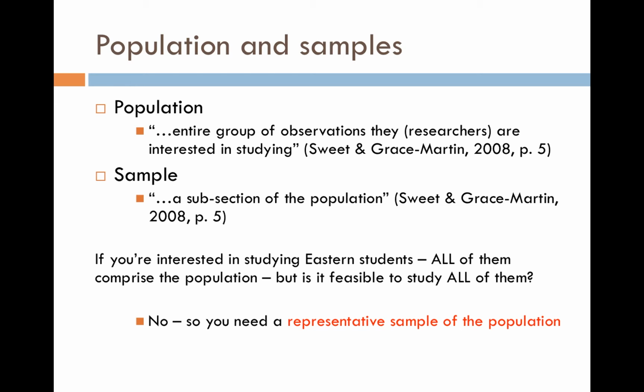So in the example below, if you're interested in studying Eastern students, all of them comprise the population, but is it feasible to study all of them? No. So you need some kind of subsample, but it has to be representative of the population you're studying, or your findings aren't going to be relevant to the population or even applicable to the population.